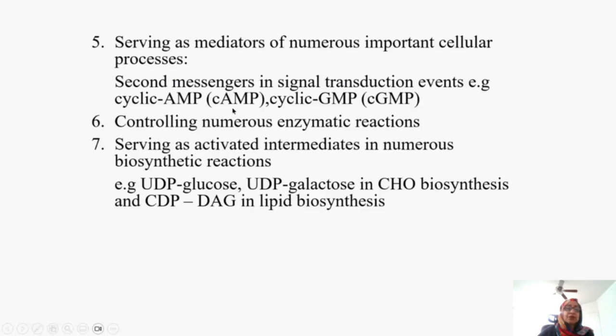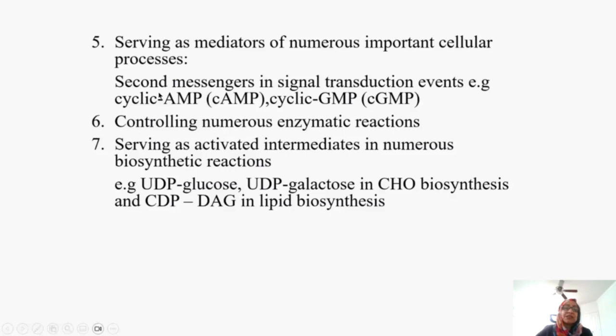Also, are you familiar with cyclic AMP? Have you heard about it before, cyclic AMP or cyclic GMP? Those are molecules that are needed for signal transduction. For example, if you have a hormone, and the hormone binds to the plasma membrane, and the function sometimes could be inside the nucleus. So how does the signal from the plasma membrane reach the nucleus if there is no middleman in between?